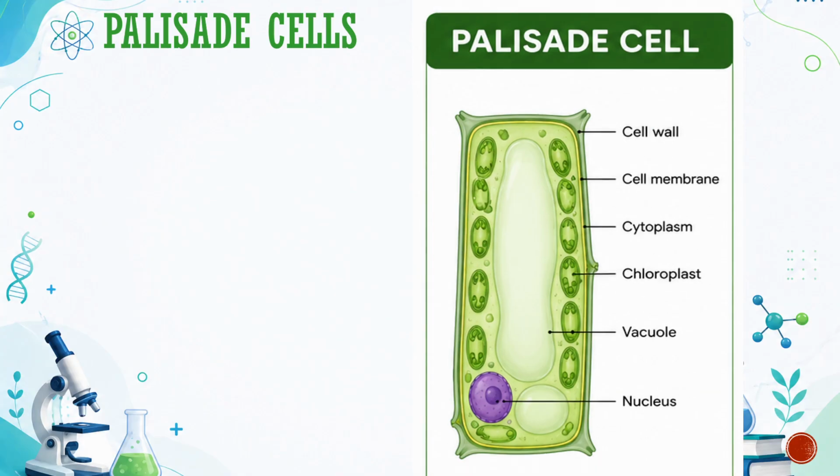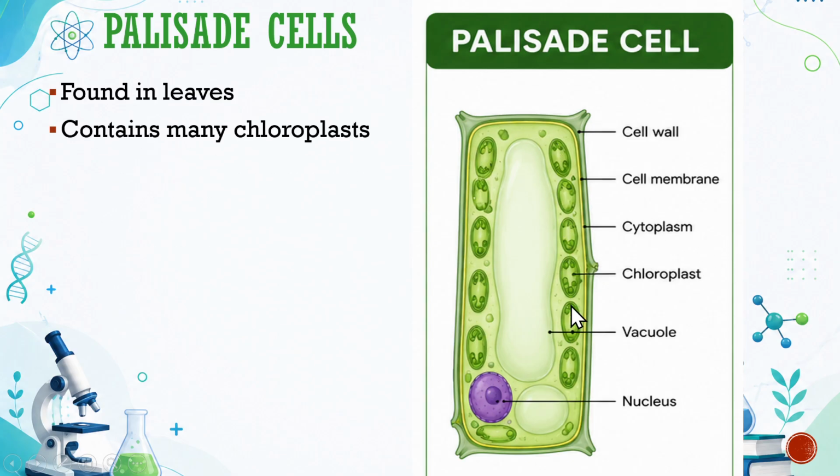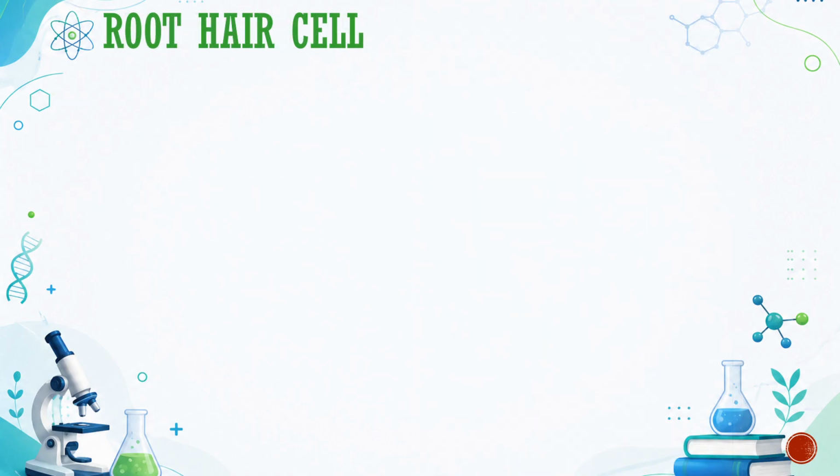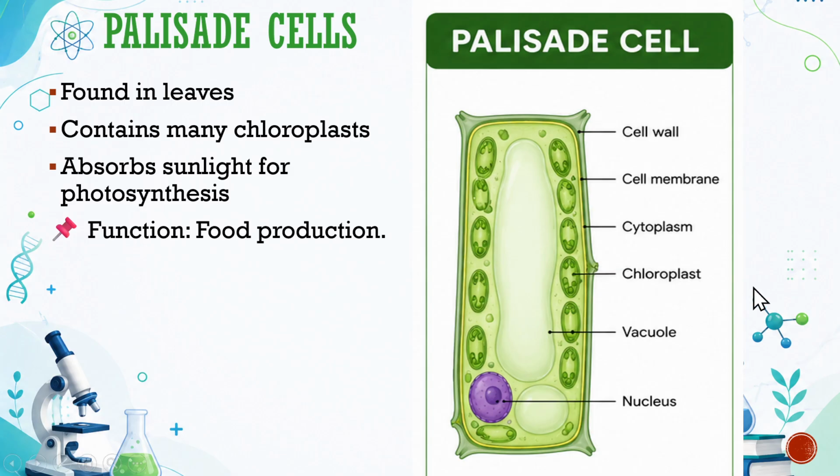Palisade cells first. Here's what your palisade cell looks like. As it is a plant cell, the baseline structure remains the same, but you'll see that this cell has quite a few chloroplasts within it. These palisade cells are typically found in the leaves, and the leaves contain chloroplast or chlorophyll. If you see here, within the cytoplasm you see so many chloroplasts, which contain chlorophyll.